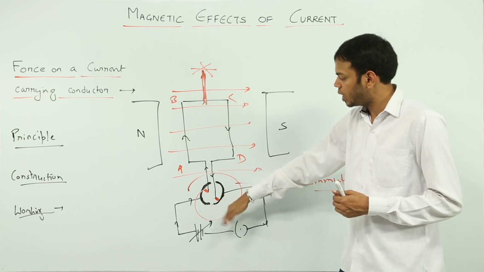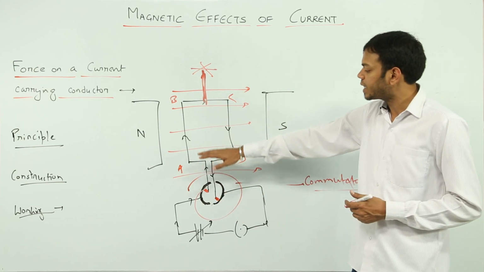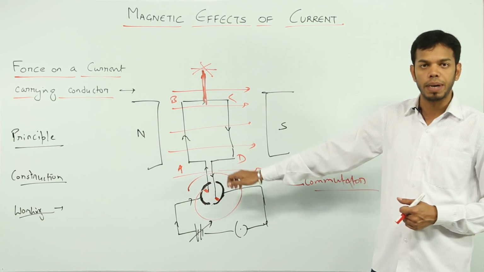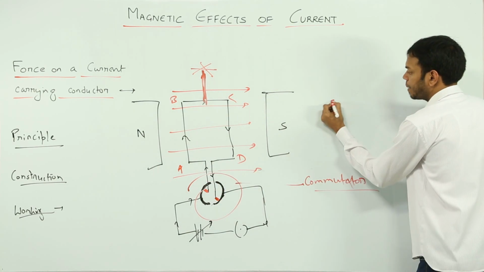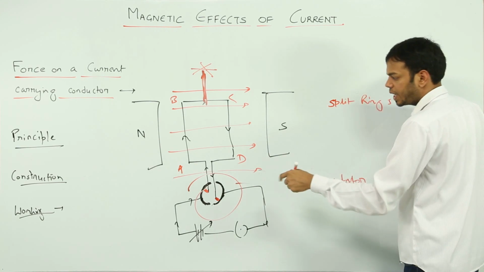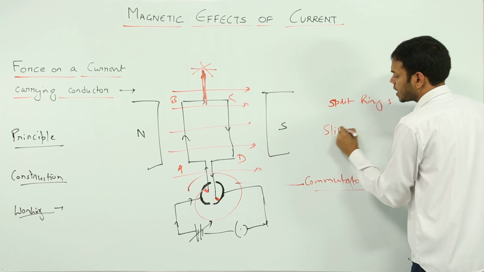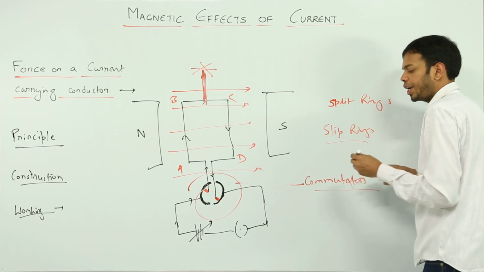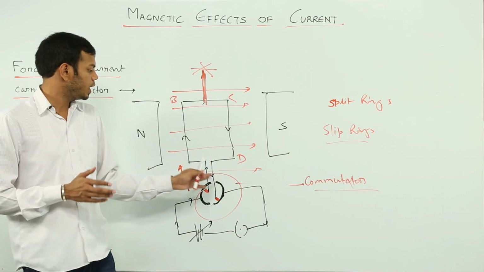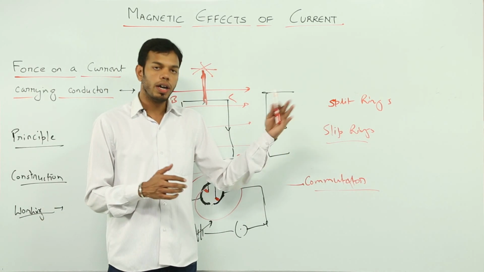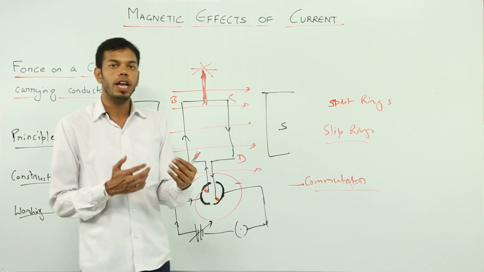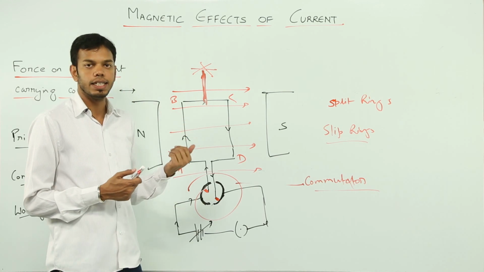Now go back to the lower part of the diagram. These wires are in constant contact with the source because of carbon brushes and rings. There are two types. One is split rings. These are split rings. Another one is slip rings. Slip rings are used in a generator. So the wires are in constant connection with the split rings using carbon brushes, and this process goes on, and we are able to rotate it very easily.